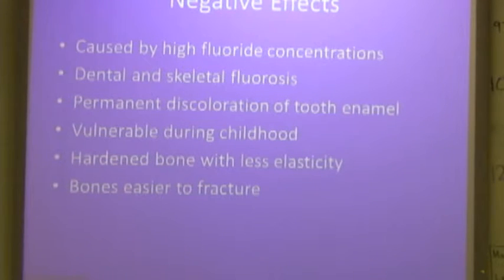Dental fluorosis is a permanent discoloration of tooth enamel, so you get permanent white spots on your teeth. You're exceptionally vulnerable during childhood; once you get past the age of 9, you're usually safe from dental fluorosis. But you can get skeletal fluorosis, which is hardened bone with less elasticity, and that makes bones easier to fracture.